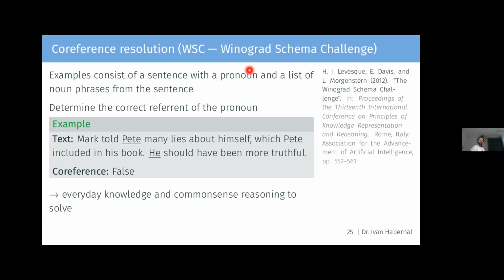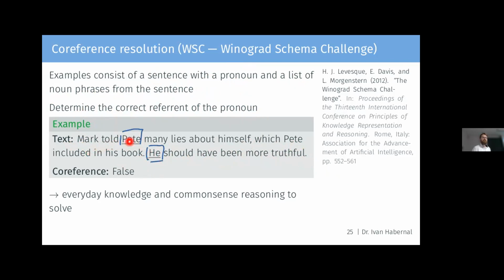So another data set in SuperGLUE is coreference resolution, where you have a sentence with a pronoun and a list of noun phrases from the sentence, and you have to determine the correct referent of the pronoun. So the example makes it clear. The text reads, Mark told Pete many lies about himself, which Pete included in his book. He should have been more truthful. And the question is whether he is Pete or not.